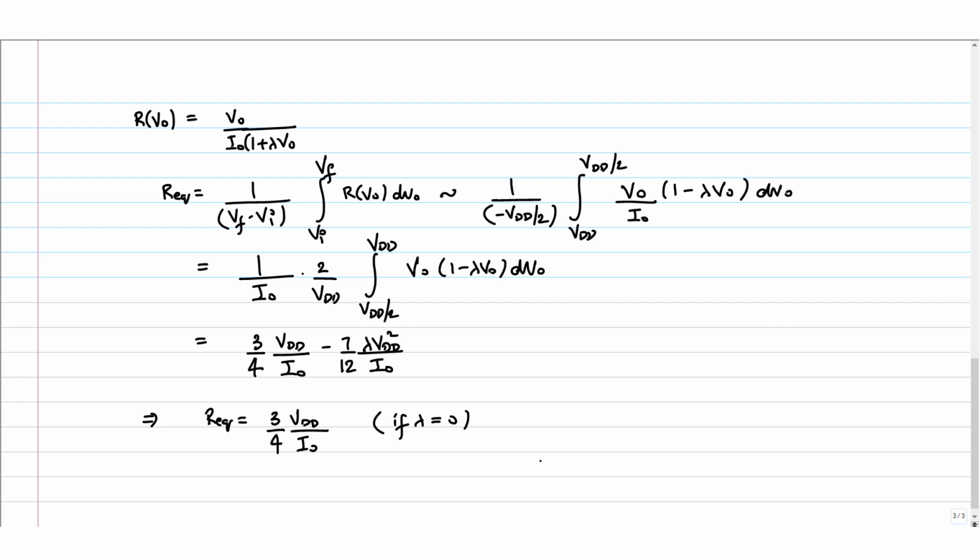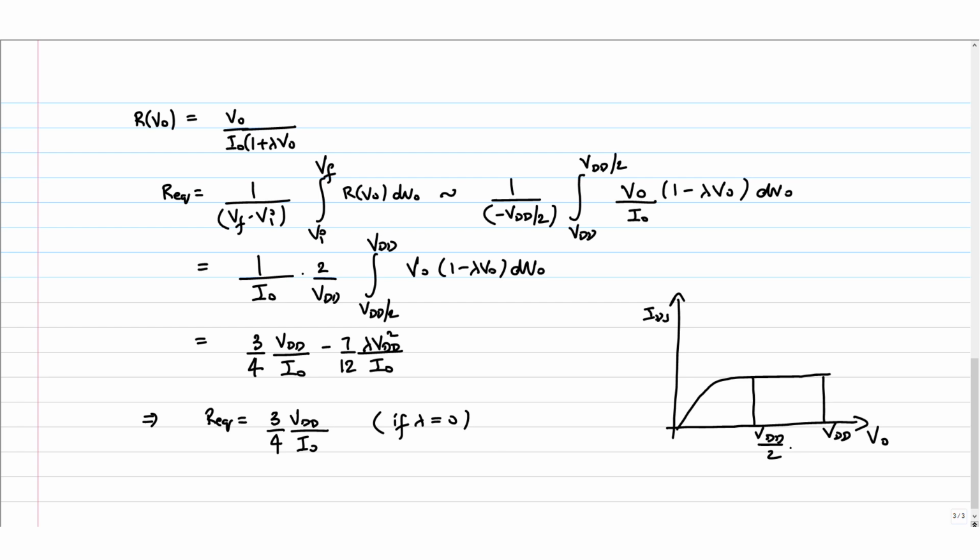But if lambda equal to 0, then this is just like a constant current source discharging my capacitor. Why is it a constant current source? Because there is no dependence on V naught. Now if lambda equal to 0, the current basically just becomes a flat line in the plot of IDS versus V naught, and this is my region of operation from VDD to VDD by 2.